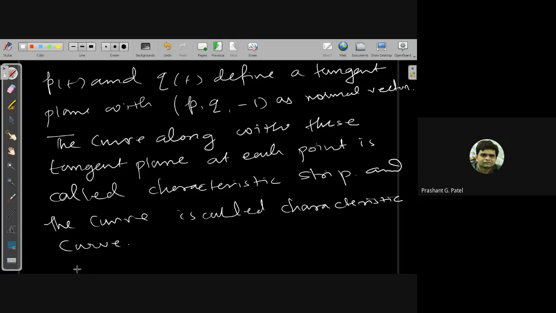So the situation is like this. You have one plane here, another plane at this point, another plane here, and all these planes together form one curve, and this strip is known as the characteristic strip. Every point has a different tangent plane, and using these tangent planes we can characterize this characteristic strip.